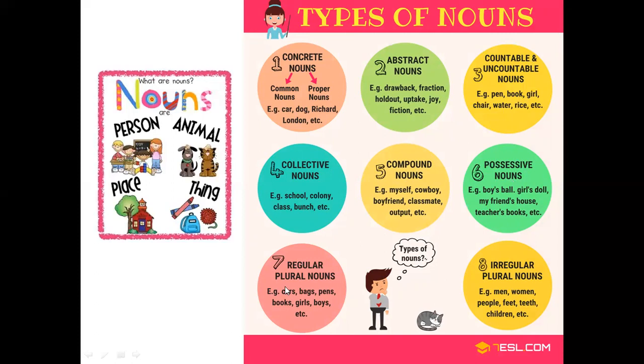Number 7, regular plural nouns, and number 8, irregular plural nouns. Can you remember we did this earlier? In regular plural nouns, we add only s to the end of the singular noun, but in irregular plural nouns, we find some totally different words. For example, man, men, woman, women, person, people, foot, feet, tooth, teeth, child, children. Can you remember them now?